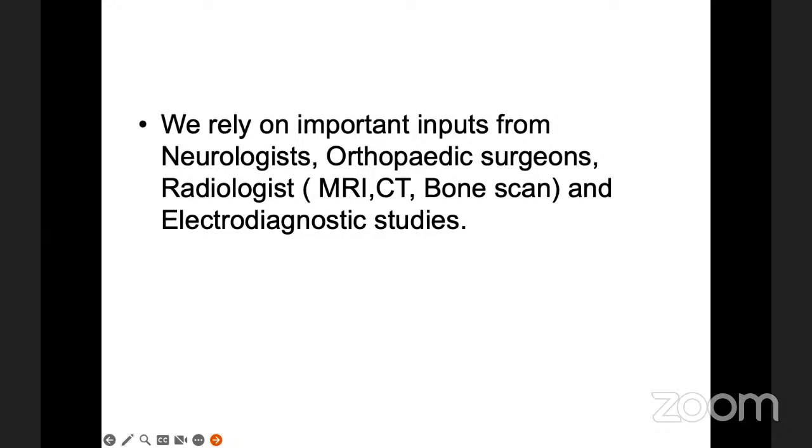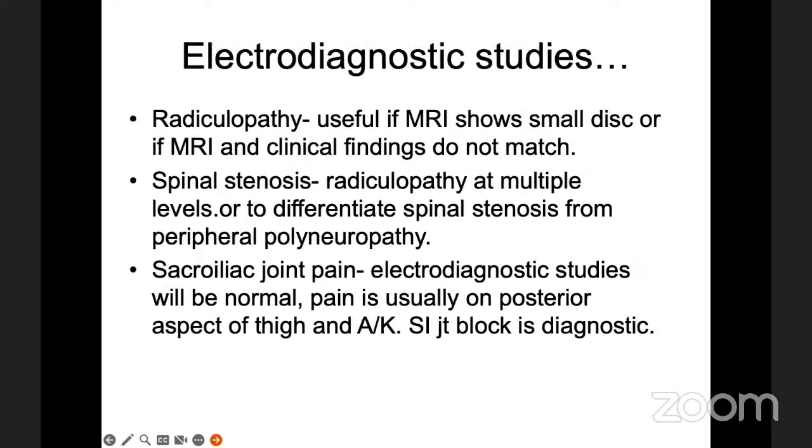And I feel the most neglected of them is the electrodiagnostic studies, which we completely rely on the neurologist to coordinate with us for. Just a brief outline as to how the electrodiagnostic studies can help us in different etiologies. I made a list of a few things that we can keep in our minds. Electrodiagnostic studies are going to be useful to document whether there is going to be a radiculopathy or not going to be a radiculopathy.